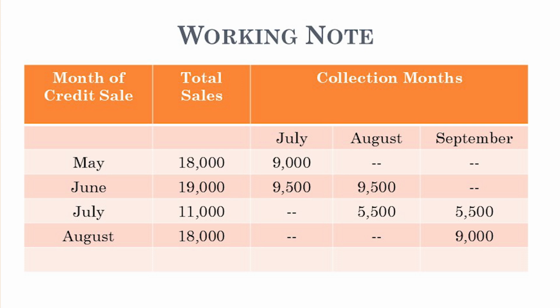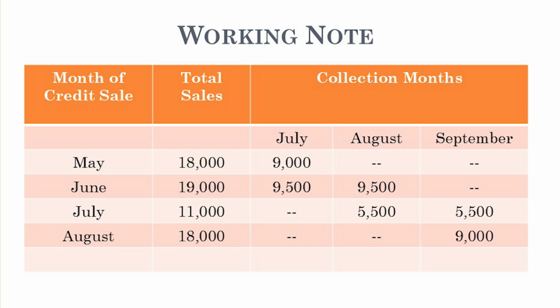As you can see, I have taken only 3 months, July, August, September, because that is my budgeted period. I have only considered 3 months for my cash budget. Now, for May, the sales were 18,000. It has to be realized 50% in June and 50% in July. June I have not considered because that is not my budgeted period. In July, I have taken half of 18,000, which is 9,000, and in August and September, it's nil.